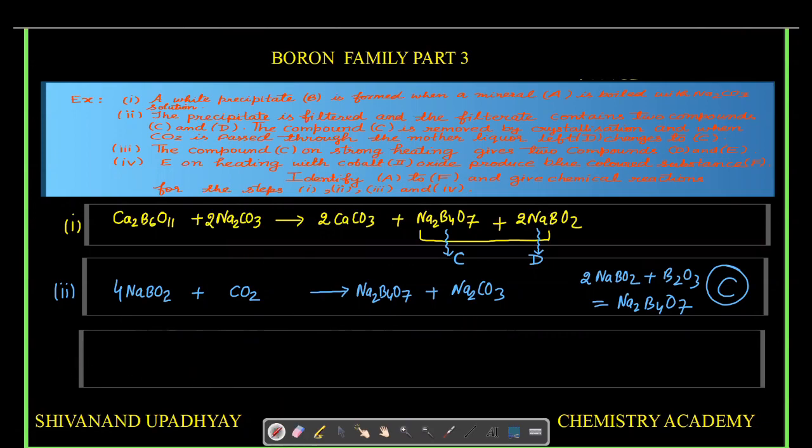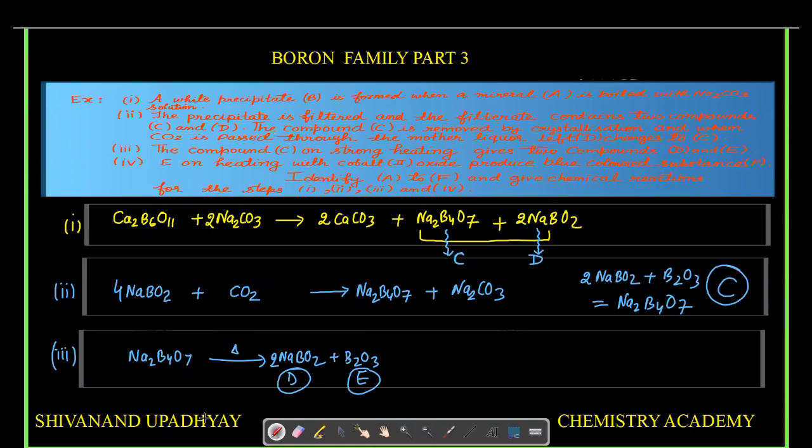Now moving to the third reaction. In the third reaction, they are saying that the compound C is borax, on strong heating gives 2 compounds D and E. So we can write that Na2B4O7 on strong heating will form 2 molecules of NaBO2 plus 1 molecule of B2O3. Among these 3, we have to find which is D and which is E. So E on heating with cobalt oxide, E is B2O3. So definitely this D is NaBO2.